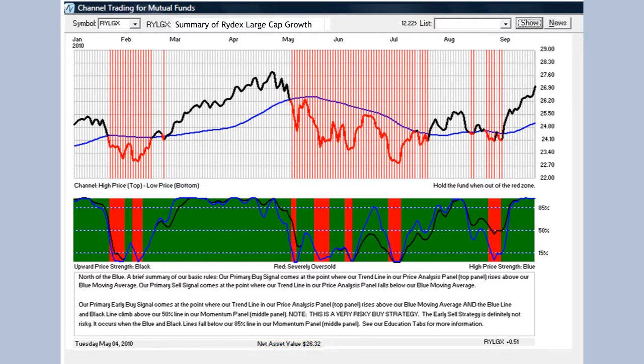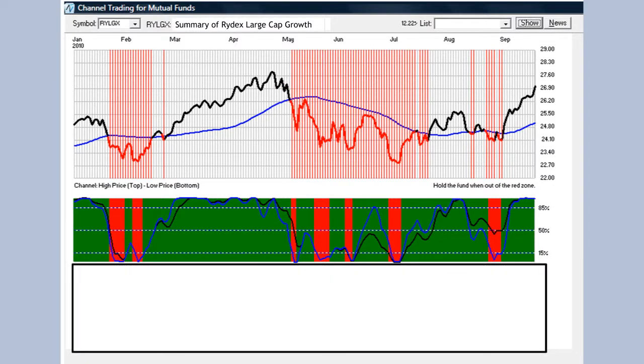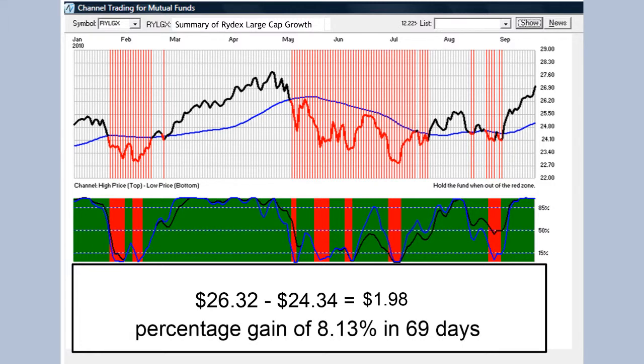Doing a manual calculation, we subtract the buying price of $24.34 from the selling price of $26.32 to realize a dollar gain of $1.98. That results in a percentage gain for this first position of 8.13% in 69 days.